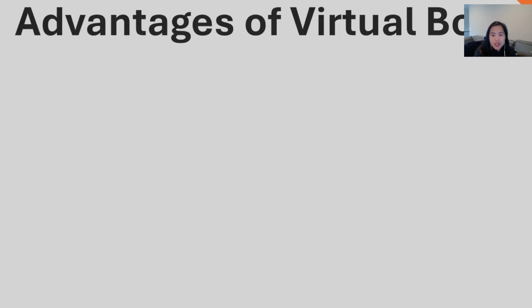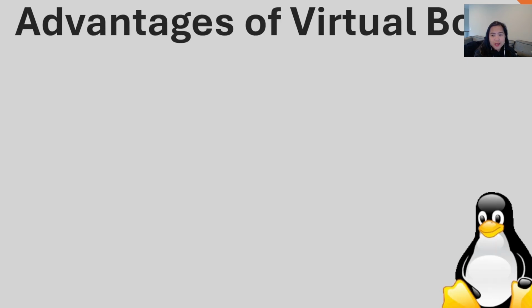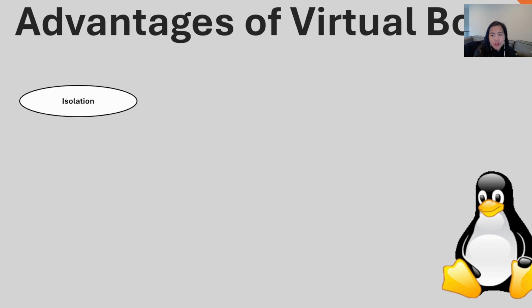Now we're going to talk about the advantages of using a VirtualBox. Number one is isolation. Virtual machines provide an isolated environment. So if you are using VirtualBox, you're only running your code or program or application inside your VirtualBox. It will not affect the existing applications that you have on your physical computer.